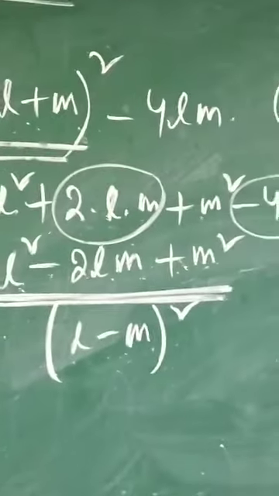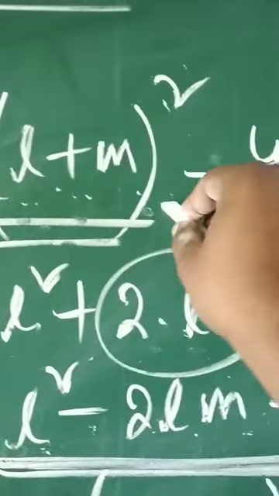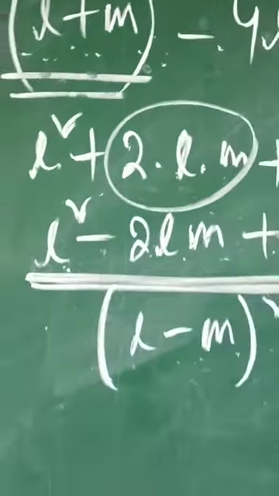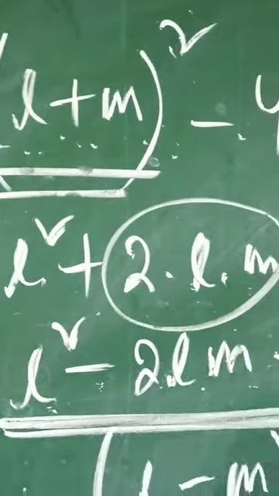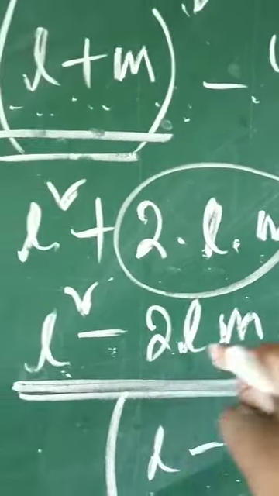So children, here is the question. It was (l + m) whole square minus 4lm. So we have factorized it in this way. We have replaced, we have calculated. So plus 2lm minus 4lm results in minus 2lm.